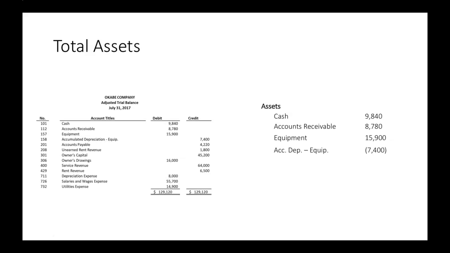And then on our adjusted trial balance, the next account is accounts payable. We know accounts payable is a liability. So we've accounted for all of our assets here. We just have these four. And we can add the first three and subtract out our accumulated depreciation to find a total asset amount of $27,120.